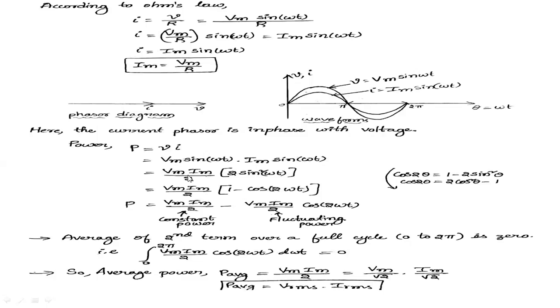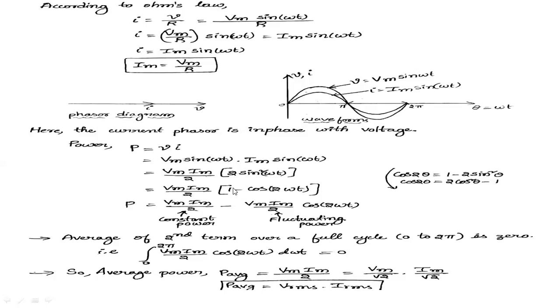Then by simplifying this, I get Vm Im by 2 into 2 sin square omega t. For further simplification, how can I write it? Cos 2 theta equals 1 minus 2 sin square theta. Then what else can I write? Cos 2 theta equals 2 cos square theta minus 1.